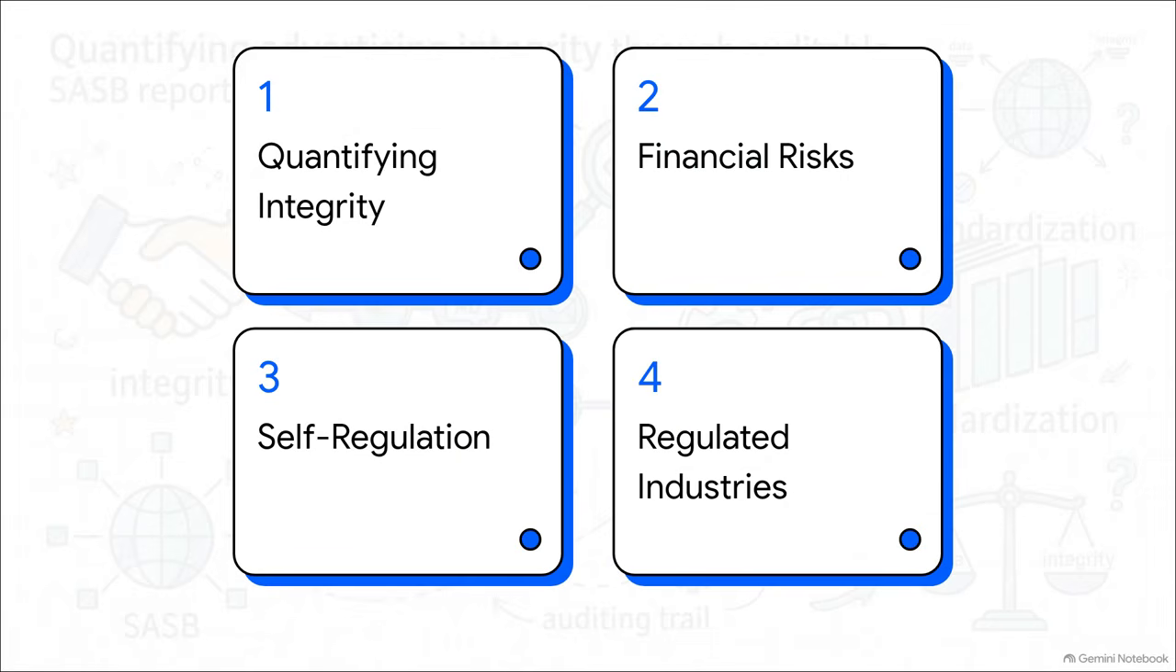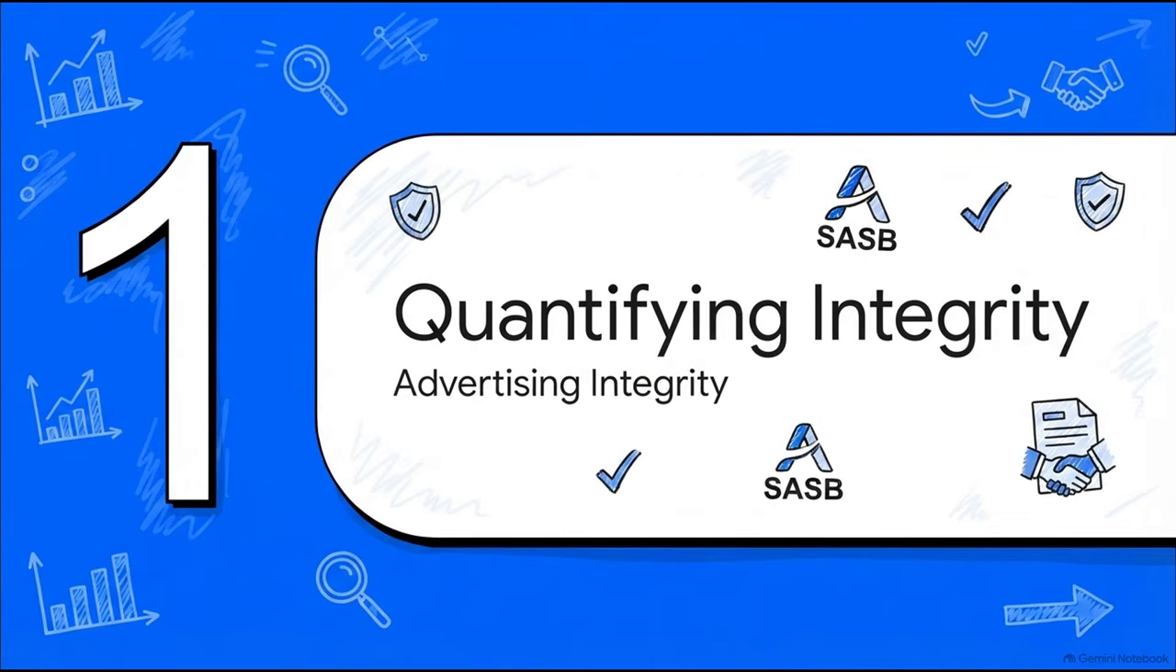So here's our audit table of contents for today's explainer. 1. Quantifying advertising integrity. 2. Financial risks of deception. 3. The self-regulatory checklist. And 4. Navigating regulated industries. Let's get right into it. Section 1. Quantifying advertising integrity.